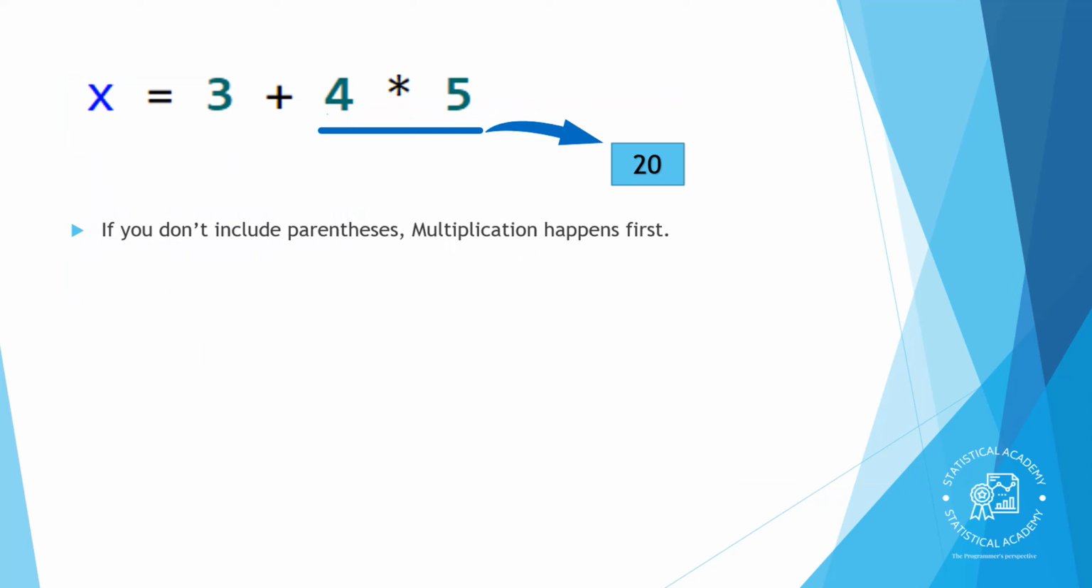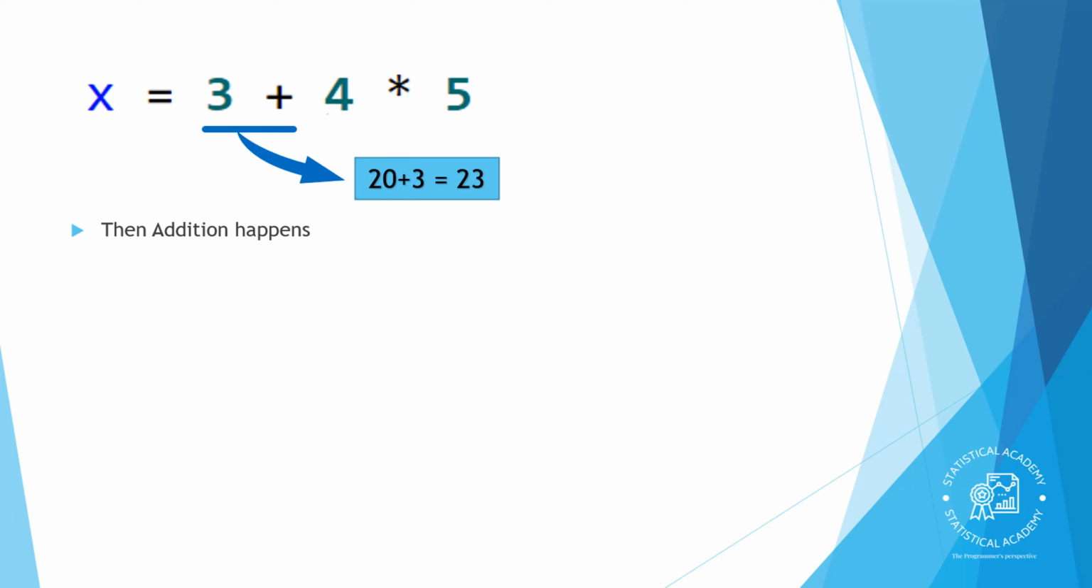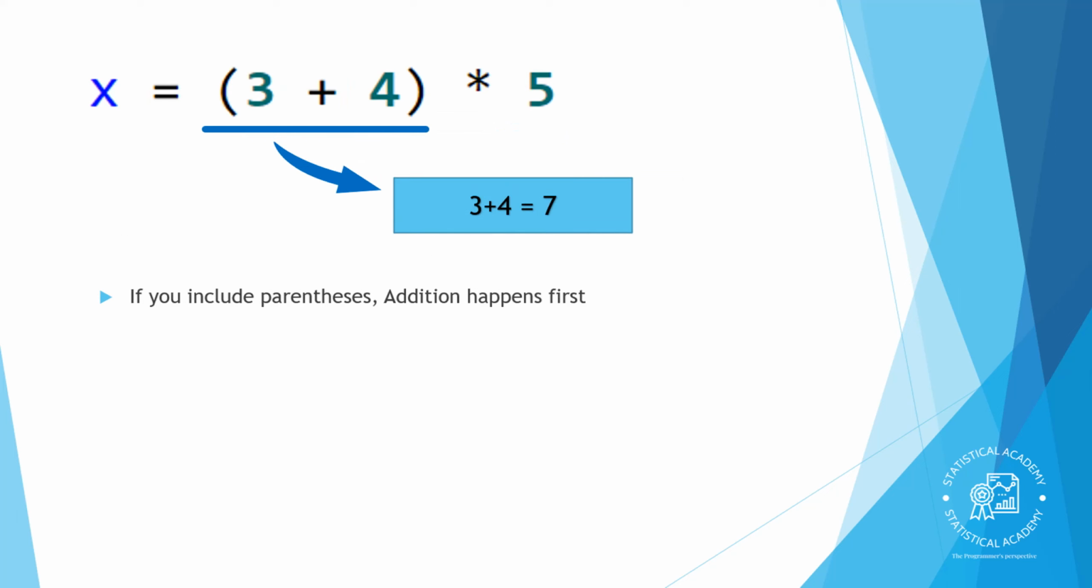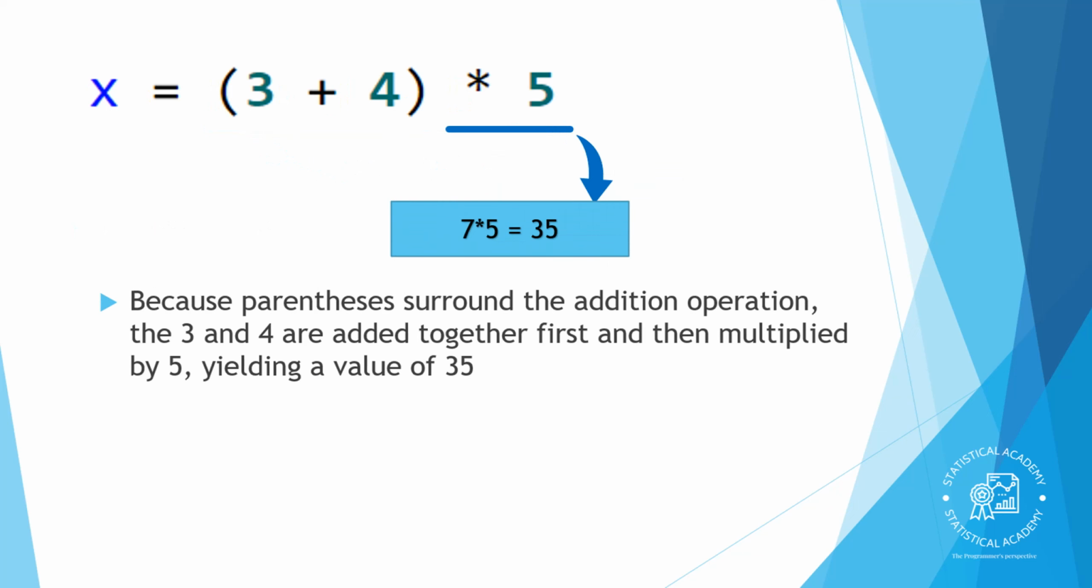Here is how. If you don't include parentheses in your expression, multiplication happens first and then addition happens. When you include parentheses in your expression, all operations within the parentheses are performed first. In this example, because parentheses surround the addition operation, the 3 and 4 are added together first and then multiplied by 5, yielding a value of 35.